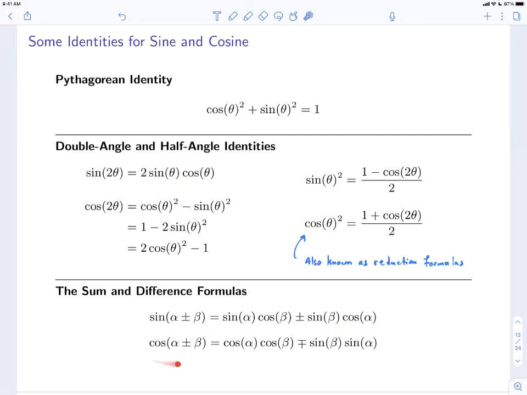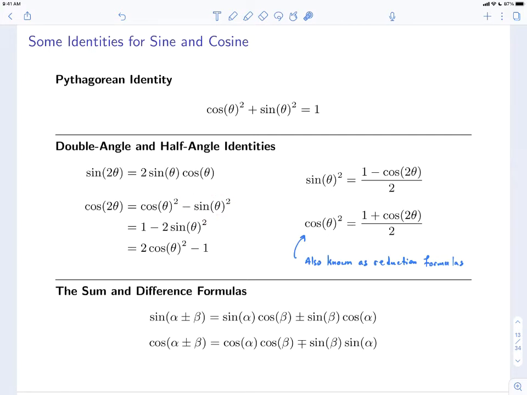And if you do the same thing for cosine and do theta plus theta, so alpha and beta are both equal to theta, and take the plus one, then you'll have cosine of 2 theta, which is this one. And then you'll have cosine of theta times cosine of theta, which is cosine theta squared. You started with a plus, so you take the opposite sign, that's why there's a minus right here, and then you have sine of theta times sine of theta, which is sine of theta squared.